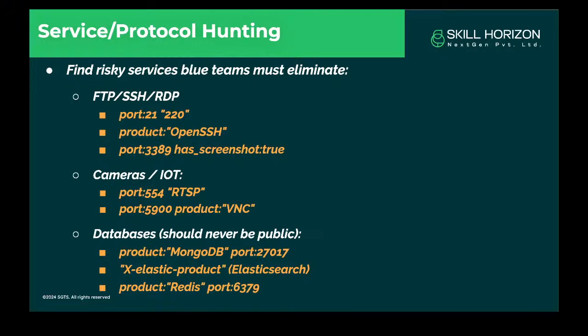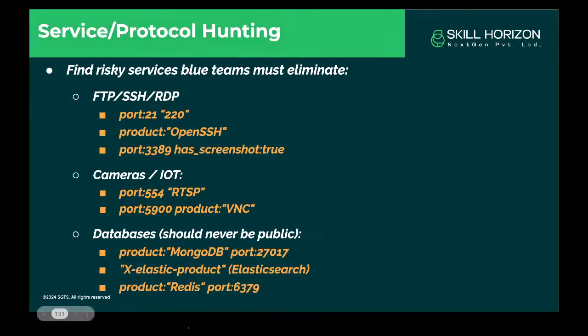3306 basically has MySQL. So we need to find out if in our assets some ports or some services are exposed, right? So that's why you need to use those queries. The query is very simple. You need to use some filter and then apply it according to your need. If you want to search port number 21, use port 21. If you want to search port number 589, then use 589, right?